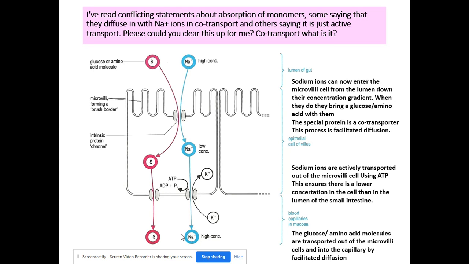So sometimes this is called secondary active transport because this process must be doing the active transport of those sodium ions to allow the co-transport molecule to be used. But just let me make it abundantly clear that this is not active. So the co-transport protein is using facilitated diffusion to bring the sodium ions and that glucose molecule in.